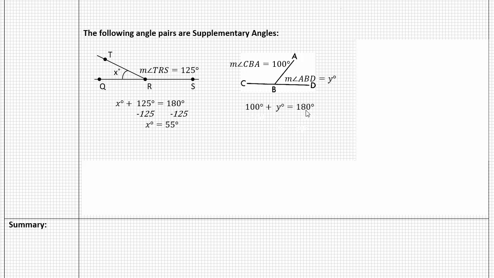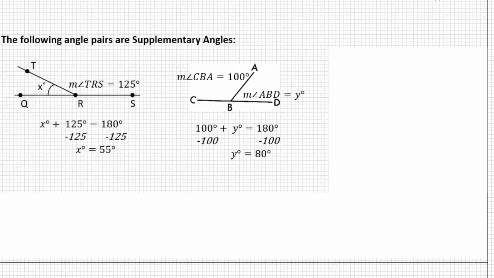So here's our setup. 100 plus y equals 180 degrees. What's our next step? If you said to subtract 100 from both sides, I would agree. And that leaves us with y being equal to 80. So the measurement of angle ABD is 80 degrees.